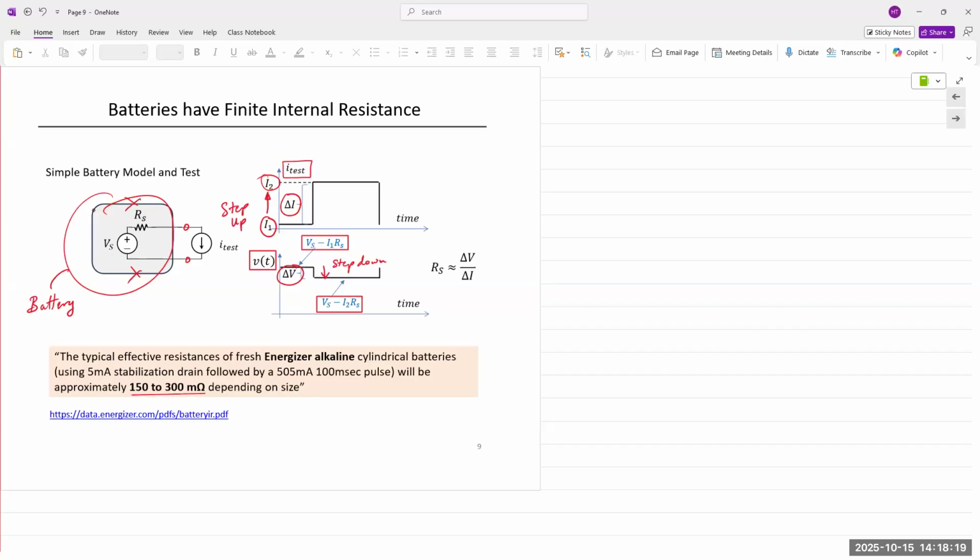For a standard Energizer alkaline battery, it turns out to be 0.15 to 0.3 ohms. Very small, less than half an ohm. It's probably a quarter of an ohm, 0.15 to 0.3. So one quarter of one ohm, very small.